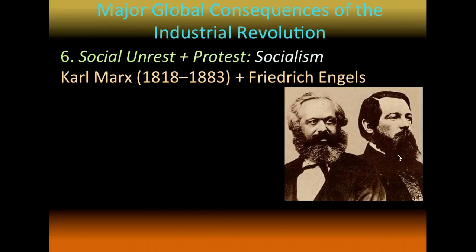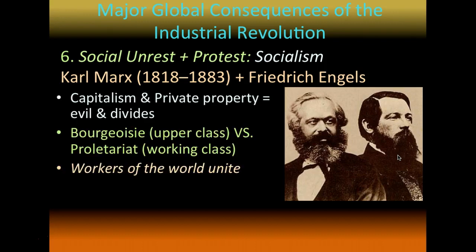A few of the main leaders of the socialist philosophy are Karl Marx and Friedrich Engels. There's a picture of them. And they came up with the idea that capitalism and private property are really evil and they divide. So their goal was, in some ways, to get rid of private property, to get rid of capitalism, and to work towards the idea of uniting together where everyone can have at least some basic needs met. Basic food, basic healthcare, basic education for the masses.